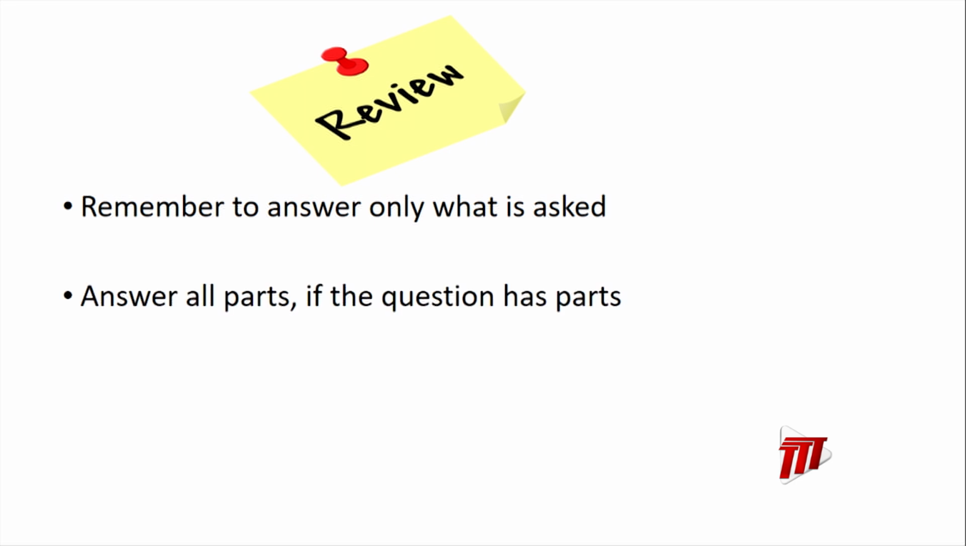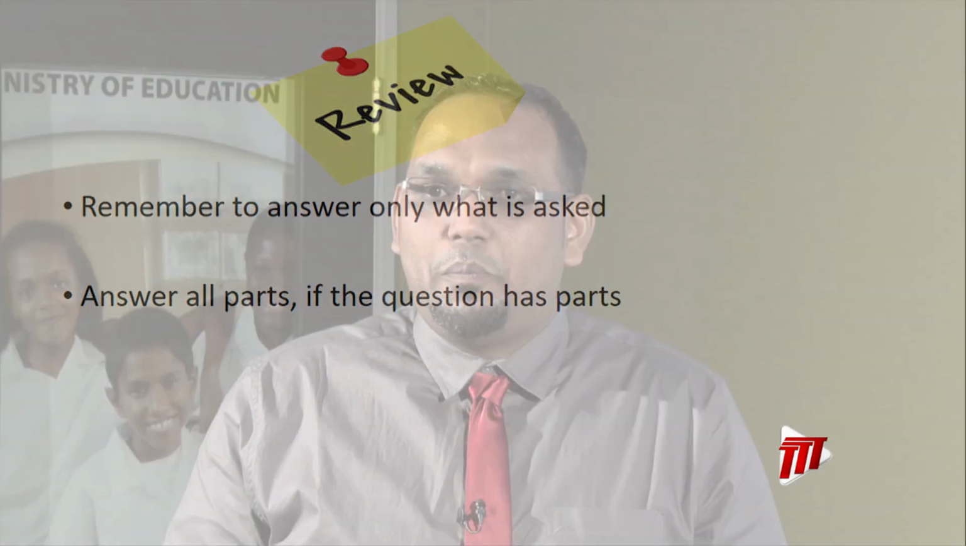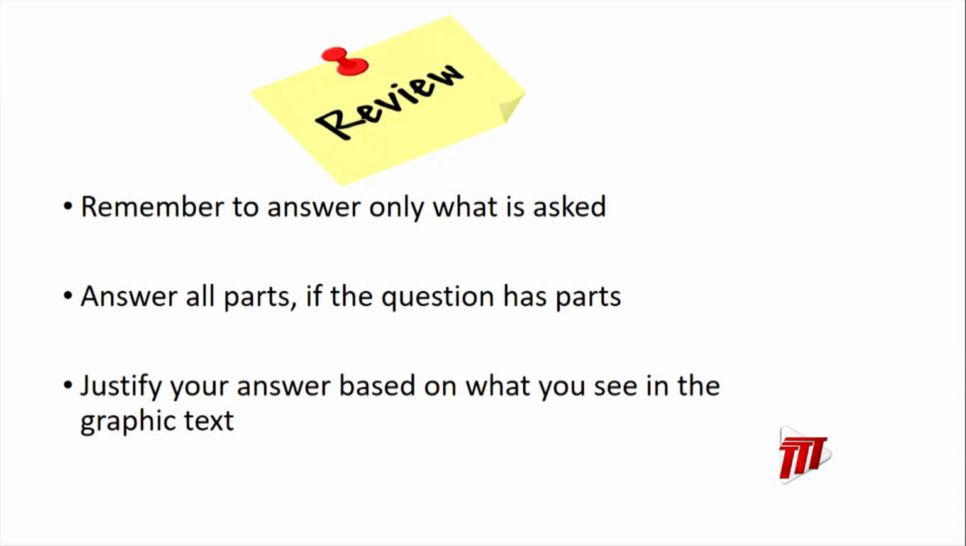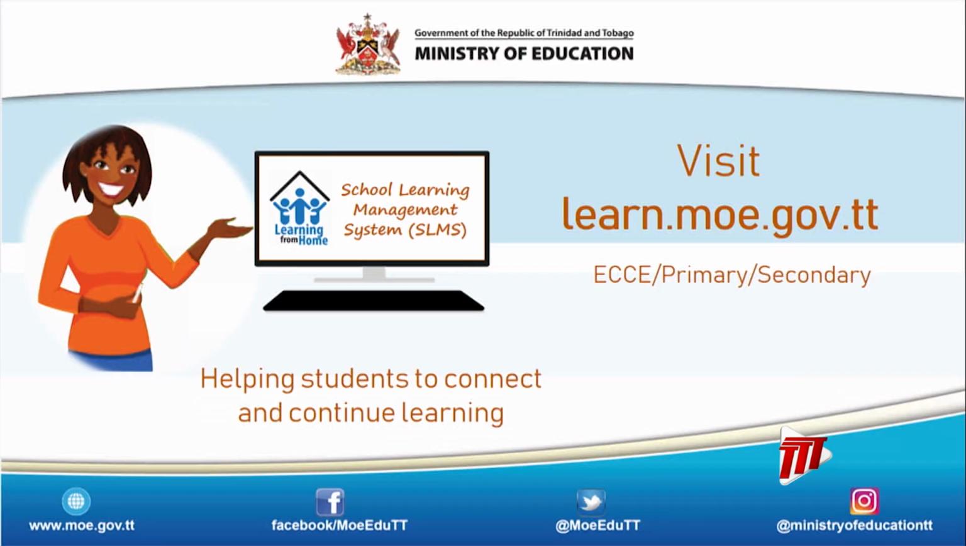Answer all parts if the question has parts. Very often, students answer one part and then they inadvertently forget another. So be sure to check through your section when you're completed working. Make sure that all the answers to all the questions are written in. And remember to justify your answer based on what you see in the graphic text. Again, your justification must come from what you see in the graphic text.